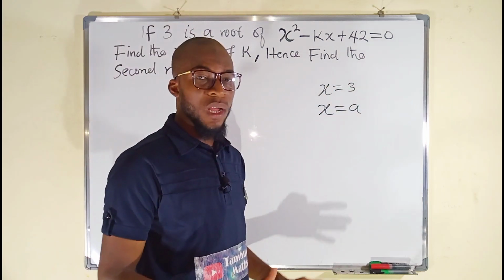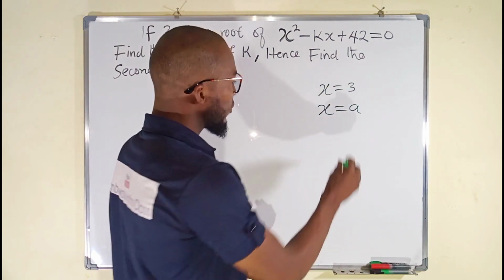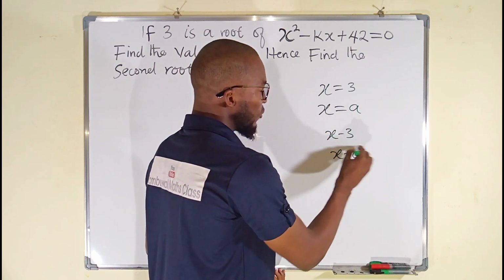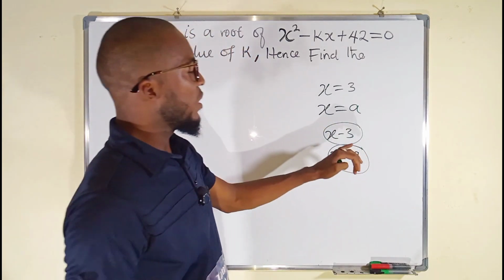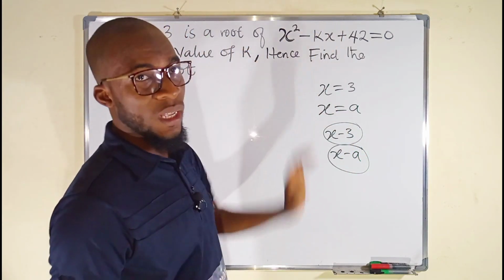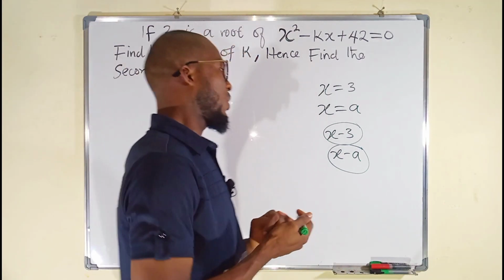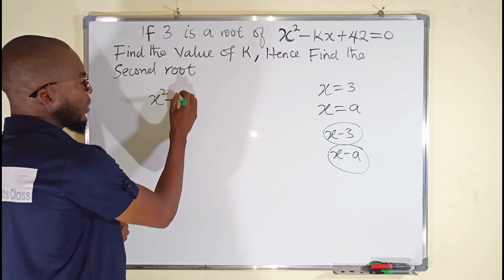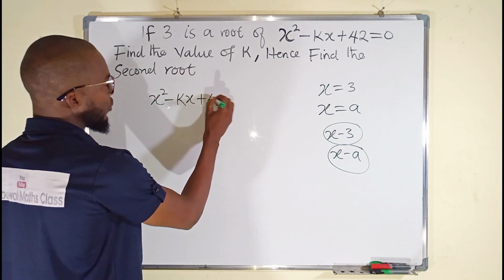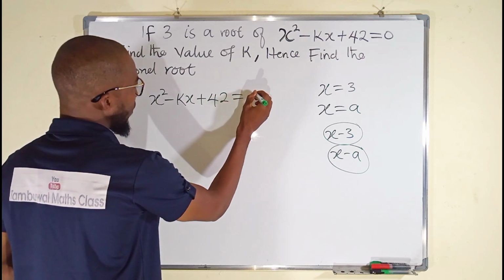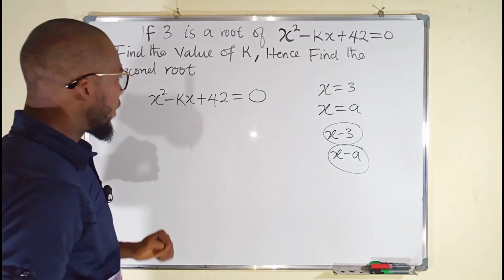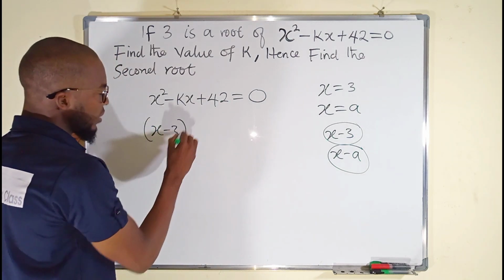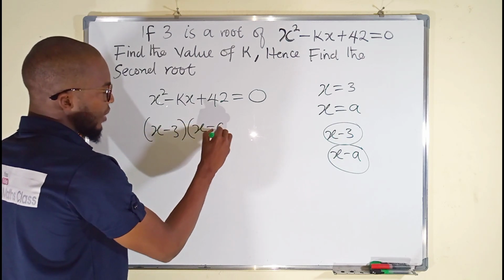If 3 and a are roots, we can convert them into factors. And the factors will be x minus 3 and x minus a. So we need these two factors because if you multiply them together, you have to obtain the original quadratic equation. So let me drop down the equation. We have x squared minus kx plus 42 equal to 0. Remember that these two factors are very important, x minus 3 and x minus a.